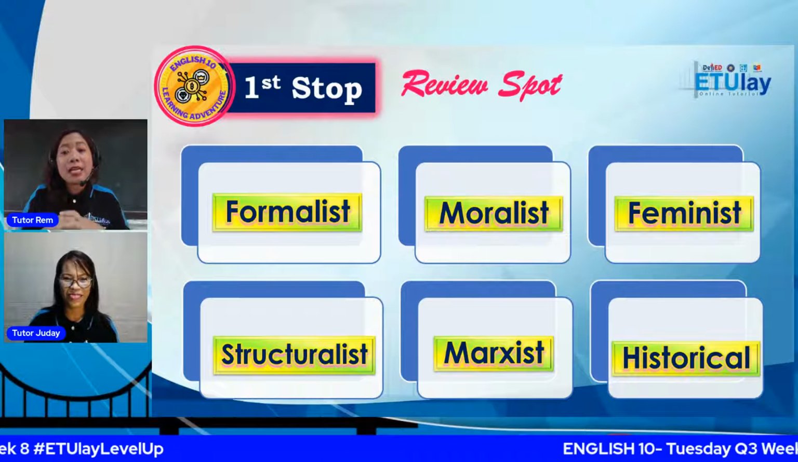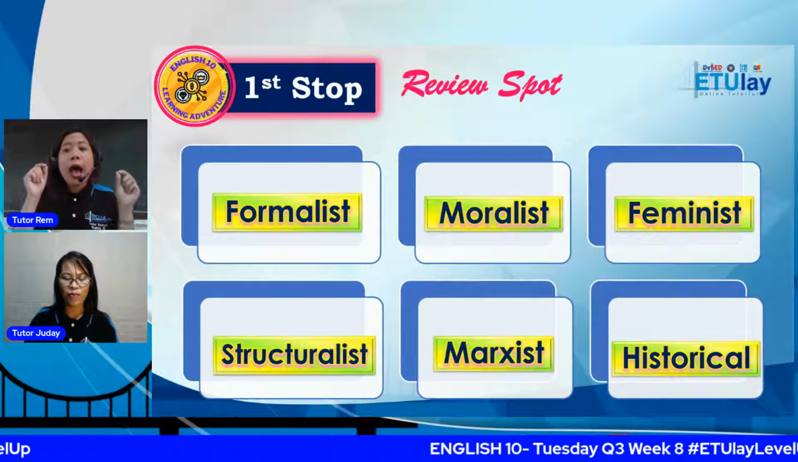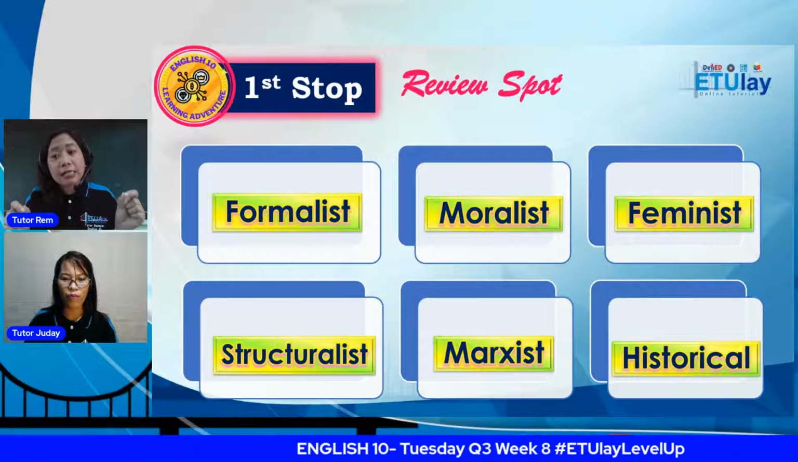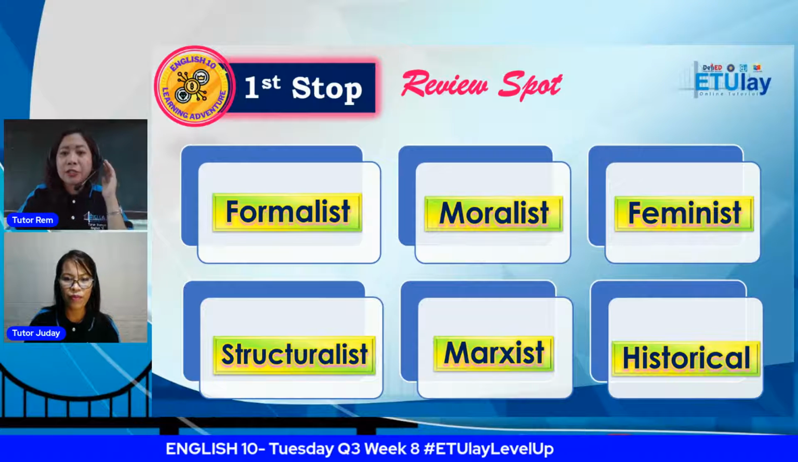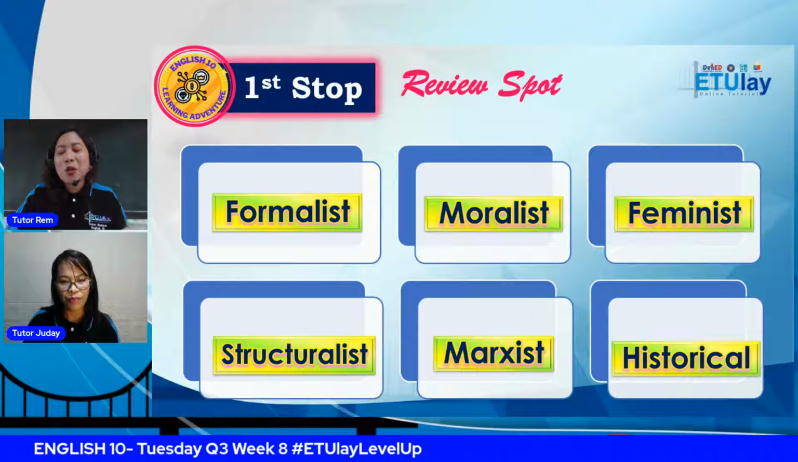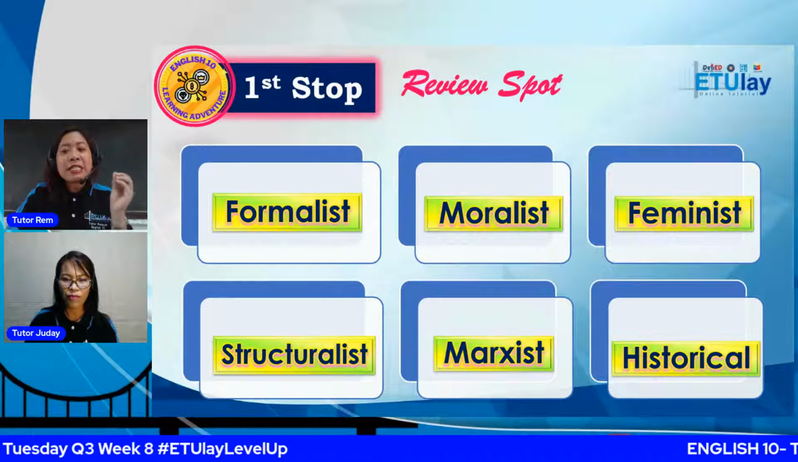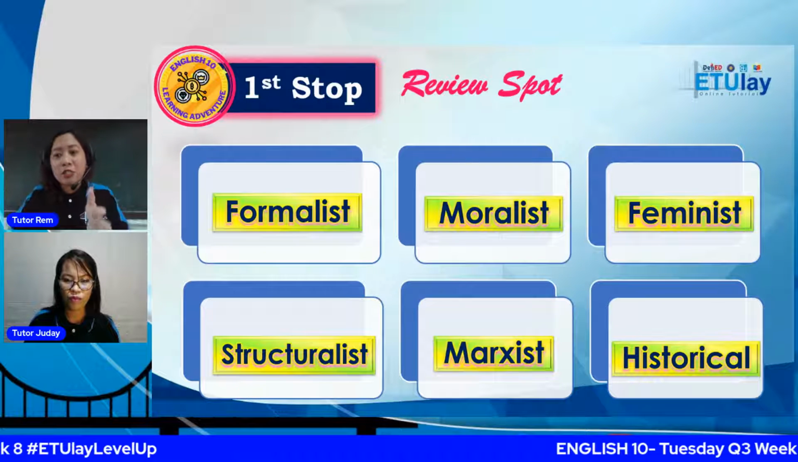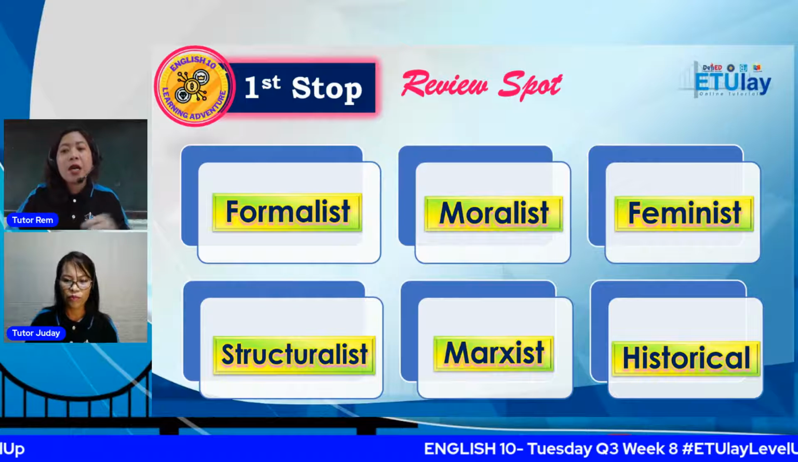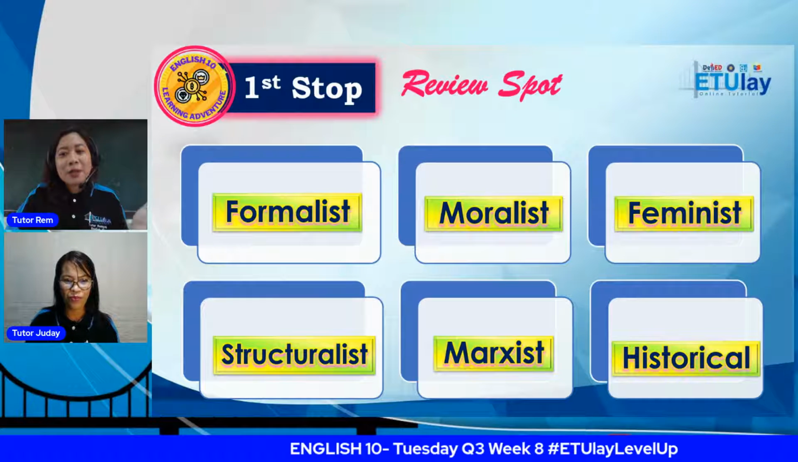And when you say Marxist, it has something to do with the socioeconomic status, how rich or poor the characters are in the text. And of course, the feminist approach has something to do with gender relationship. And the historical approach, the historical events surrounding the text.